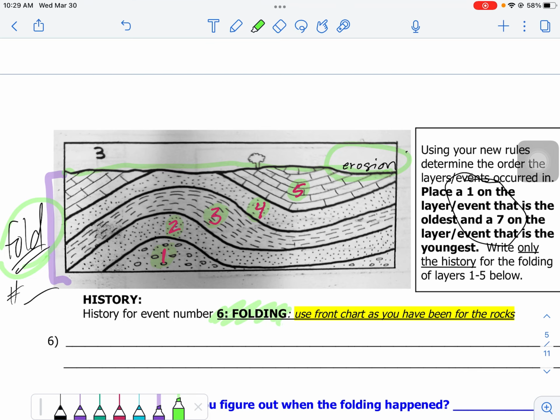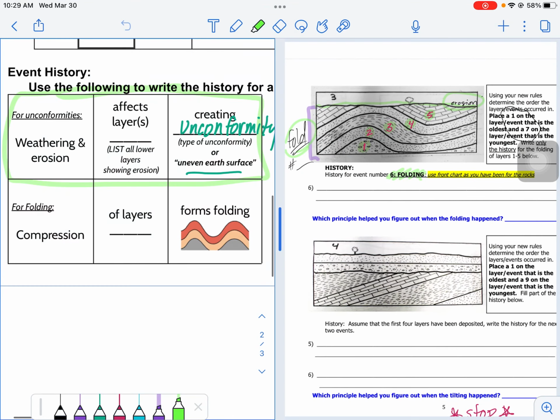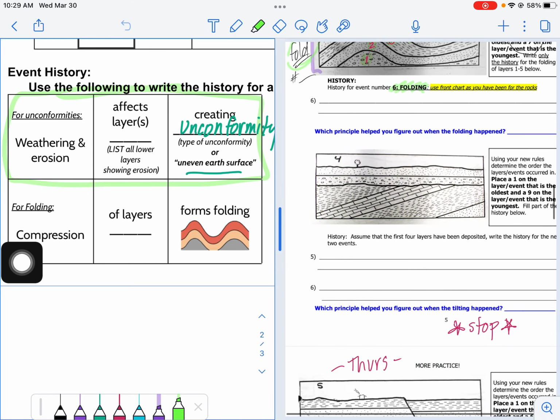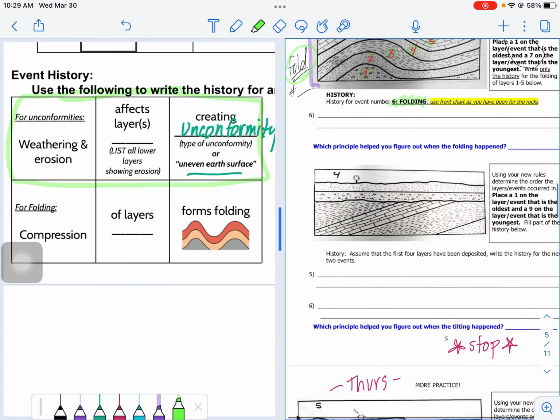So number them up and write down 1 history for folding using your key. Compression of what layers forms folding. And same thing when you're happening here. Number 4. I see an event happening here on these rocks. What is that event? What number is that going to be? So highlight everything you see first. Make sure you get 1 through 9. You're going to have 2 histories to write for that one.